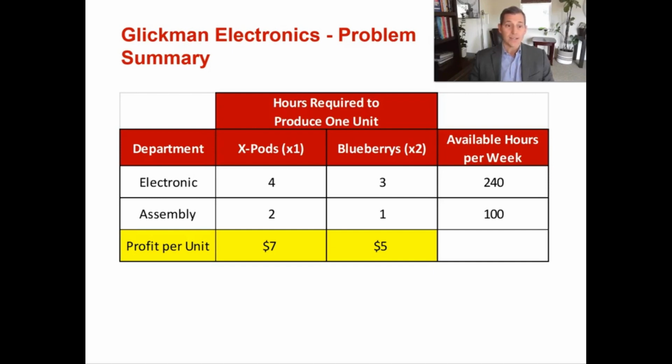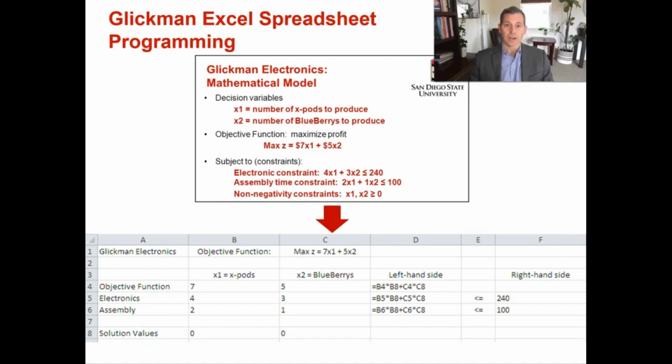So we're going to take that data and put it into Microsoft Excel. You can see we've got our decision variables of x1 and x2, our objective function of maximizing profit, max z equals 7x1 plus 5x2, subject to our constraints, which are the electronic constraint and the assembly constraint, and we will put that all into Microsoft Excel together. So if you open up Microsoft Excel, we can do it real quick, and we can do it together.